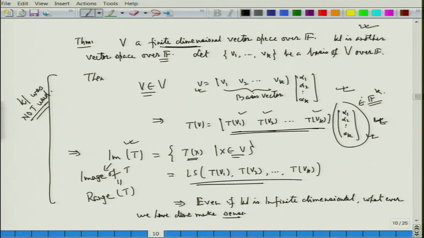And then we will use this idea in finite dimensions: if the dimension of W is greater than the dimension of V, then you cannot have an onto function, and things like that, because of this part. So we will come to that afterwards.